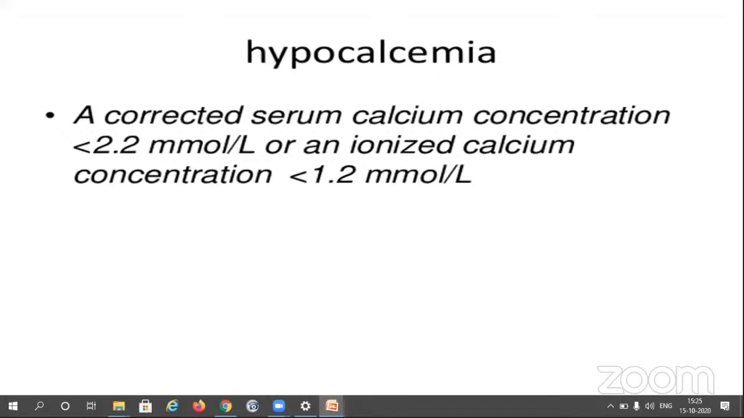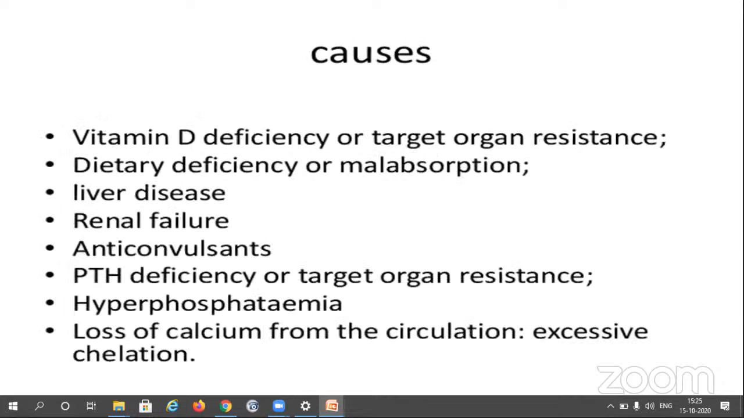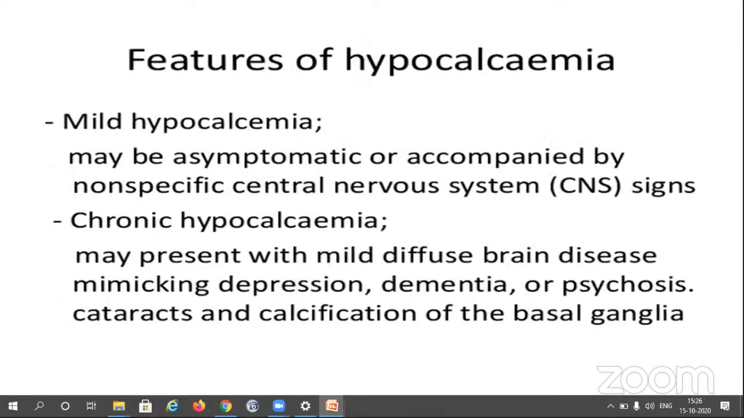Coming to disorders of calcium, hypocalcemia is a decrease in the level of calcium. A corrected serum calcium concentration less than 2.2 millimole per liter, or an ionized calcium concentration less than 1.2 millimole per liter. Causes of hypocalcemia are vitamin D deficiency or target organ resistance, liver diseases, deficiency in diet, renal failure, and drugs like anticonvulsants, parathyroid hormone deficiency or target organ resistance, hyperphosphatemia, loss of calcium from the circulation, that is excessive chelation. Features of hypocalcemia.